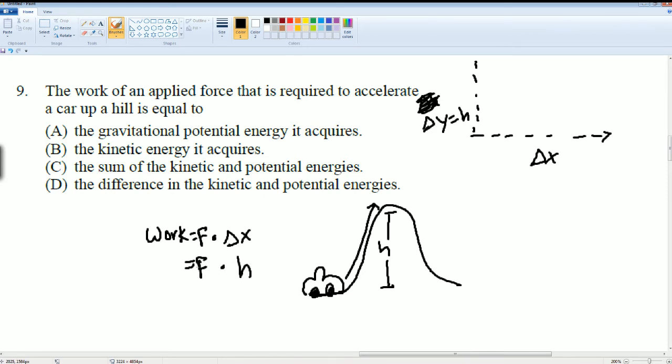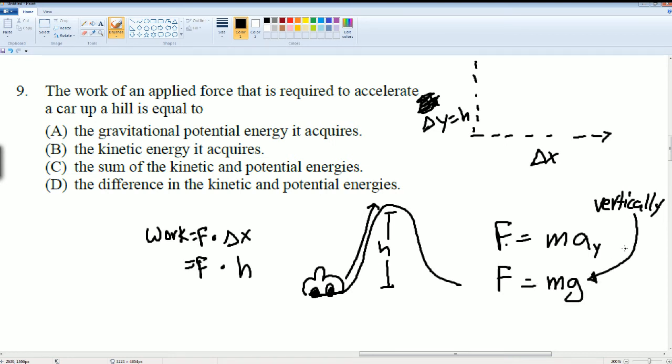But what is force? We know force is really mass times acceleration. Okay? But when we look at this vertically, mass is the same, but what is the acceleration in the vertical? Yes, you are correct. Gravity. So the force is really mass times gravity when it's vertical. So this really breaks down to what?